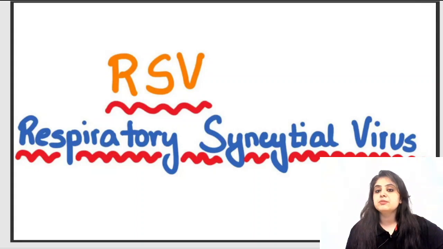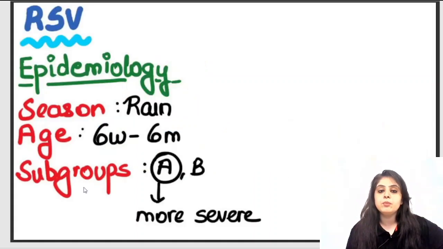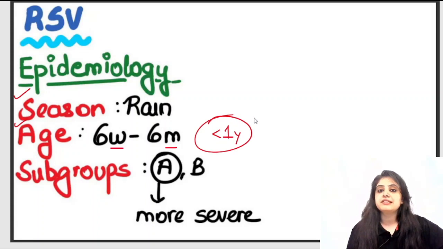Please remember, in terms of epidemiology, this is very common in the rainy season, number one. It goes on from an age group, the usual age group, like we said, under 1. So it starts from 6 weeks to 6 months. The maximum cases are seen in that age group, but for all purposes, less than 1 year of age. And it has two subgroups, that is RSV type A and B, out of which A is the one that causes a lot more severe infection than RSV B.